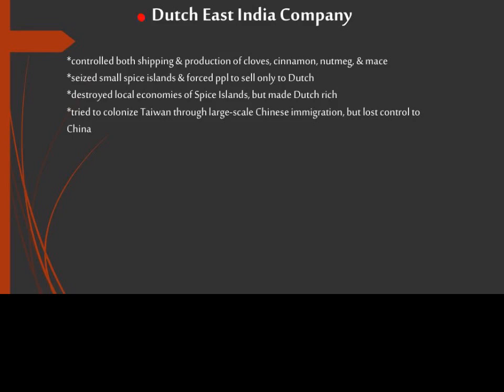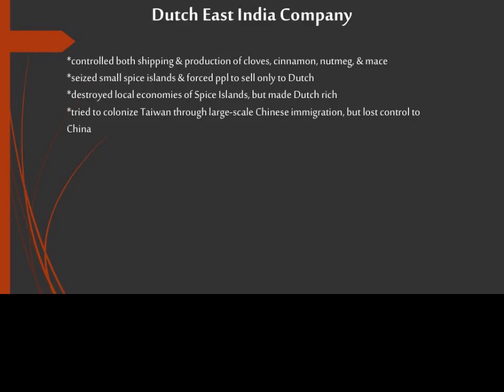Let's talk about the Dutch East India Company first. They controlled both shipping and production of cloves, cinnamon, nutmeg, and mace. They seized small spice-producing islands and forced people to sell only to the Dutch. And unfortunately, this destroyed the local economy of the Spice Islands, but it made the Dutch very rich. And for a time, they sought to colonize Taiwan through a large-scale Chinese immigration campaign into Taiwan, but eventually lost control to the Chinese.